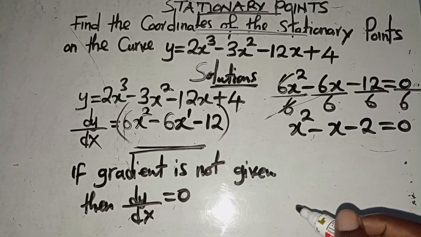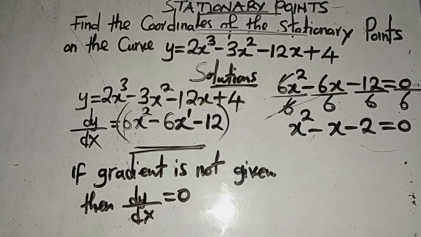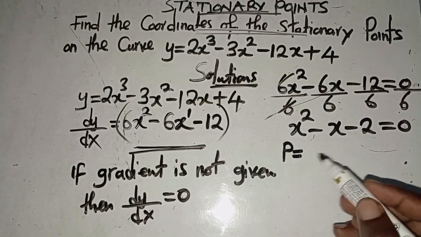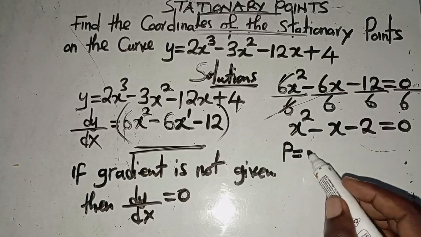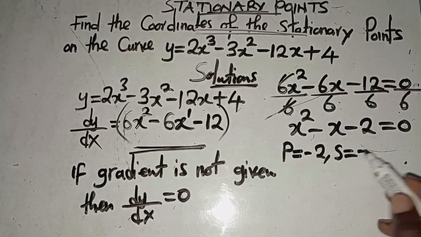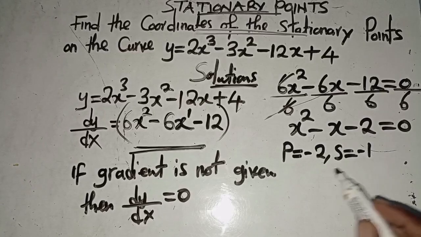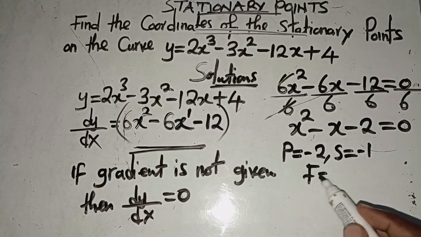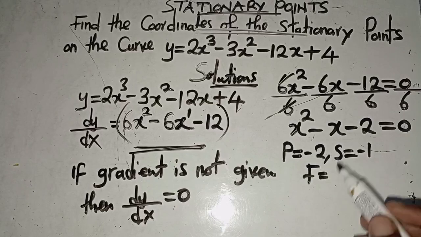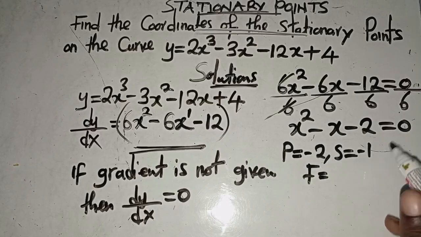You can use any method that you are comfortable with. So you use a method that you are comfortable with, where you say, okay, I'll go with product, sum and factors. Product here, -2. What is the sum there? Sum is -1. What are the factors now? Two numbers that you can multiply to get -2. If you add them, you get -1.